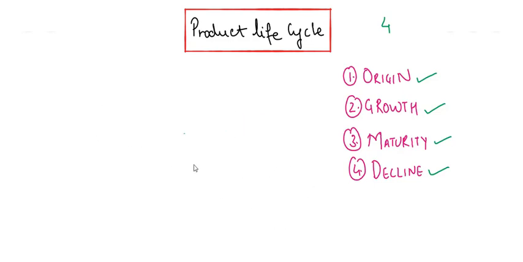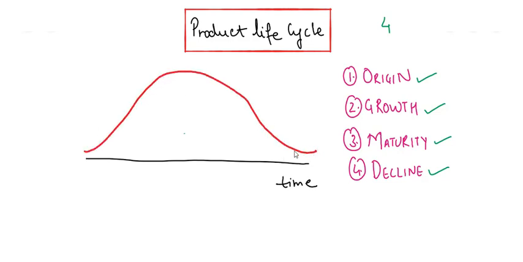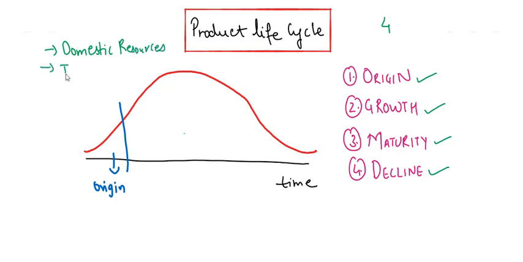If we try to plot this such that I plot time on the x-axis and the stages on the y-axis, then this is what the product life cycle would look like. First, the product originates in the domestic country. Here, all the domestic labor and resources come from the home country. The origin stage is also referred to as the introductory stage.